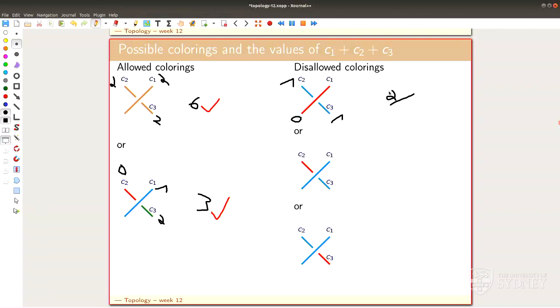And same here, let me just fill it in. This is 1, 1, 0, which is again 2. And here it's also 1, 1, 0, which is again 2. And all of them fail the test of being divisible by 3. So that's essentially the correct condition to have around the crossing. All colors should sum up to a multiple of 3.